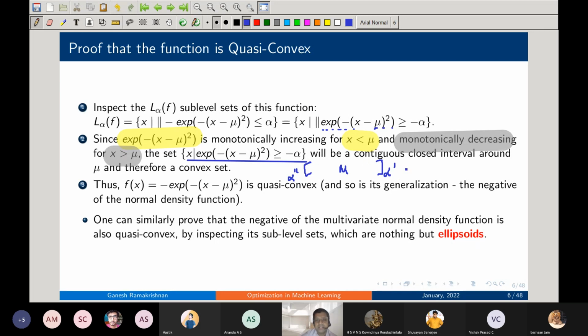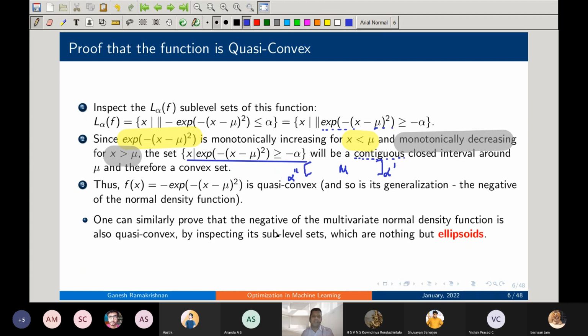But the important thing is it's contiguous. I would like you to think more on closed. I mean, is alpha double prime minus infinity, or is it some finite value? That you need to think about, but it is contiguous, and therefore it's a convex set. And we did this for any alpha, so we are good to say that fx is a quasi-convex function. Okay.